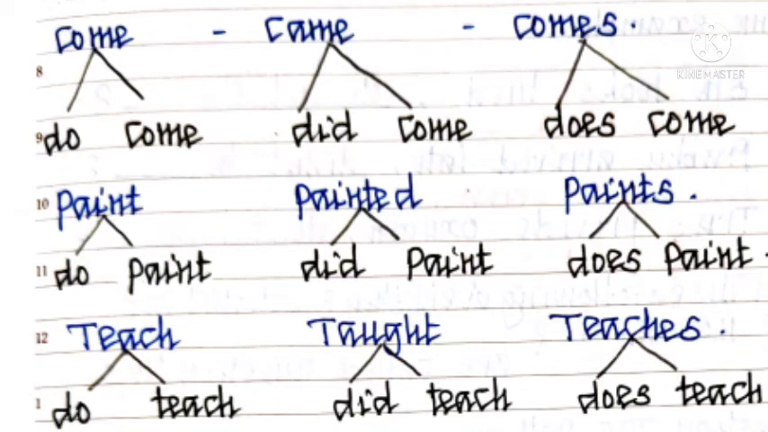So whenever the verb ends with s, we can use does. If the verb ends with ed, many words end with ed in past tense, so we can use did. Teach: do plus teach. Taught: did plus teach. Teaches: does plus teach. So this is the rule for using do, did, does. If the statement has only one main verb, we have to split like this, and we can put the question tag.